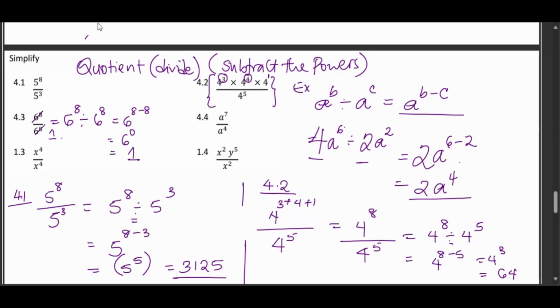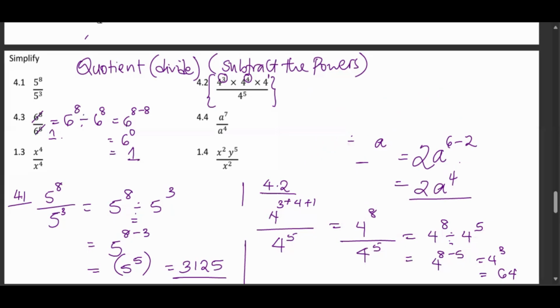Okay, 4.4. Let me create some space here. We have a to the power 7 divided by a to the power 4. What do they want us to do? They want us to get the answer. Remember, this is the same as the one on top divided by the one below. So this becomes 7 minus 4, and it's a to the power 3. This is your final answer.